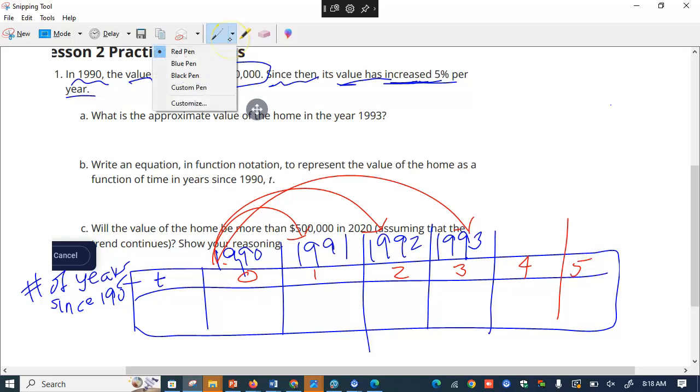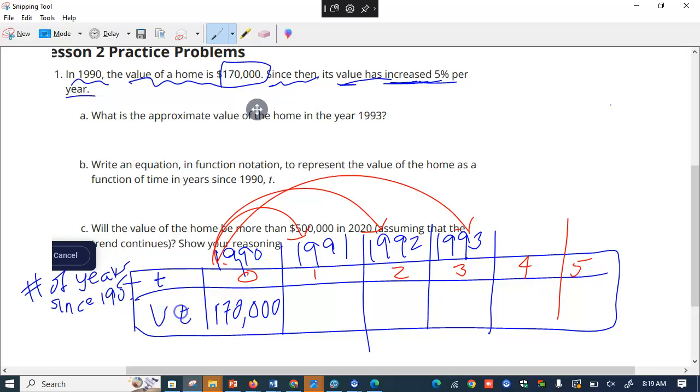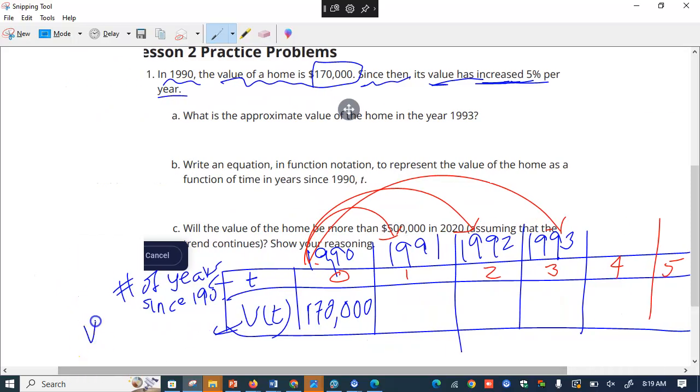But when the house was bought, the house was 170,000. That's the cost when you bought the house. And the second one is the value of the house, let's put it like V(T). What does V(T) mean? This is the value of the house. Okay, so hope I make sense.